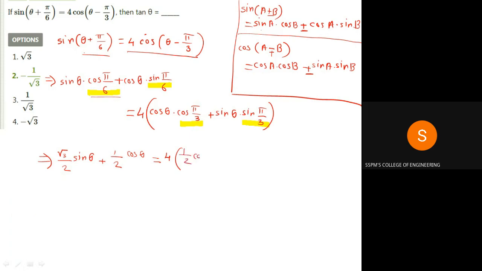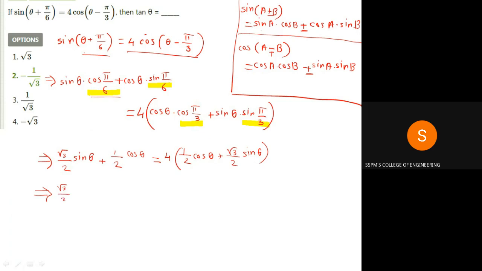1 by 2 into cos of theta plus sine theta into sine pi by 3. So we have to find the value of sine pi by 3. Sine pi by 3 means 60 degree, and sine 60 is equal to root 3 by 2. Root 3 divided by 2 into sine of theta. So we have substituted the values that we know from the table that we have already learned. Now we will solve this.